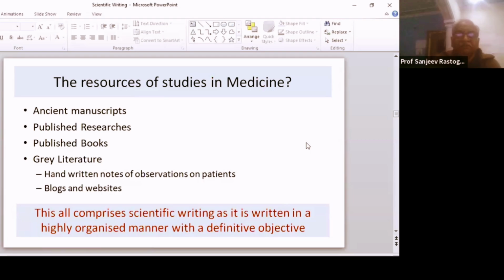Let us think of that. We are studying medicine. Maybe I am studying Ayurveda, and you are studying Sowa Rigpa. So what are the resources through which you study these kinds of medicine? We have ancient manuscripts, as in Ayurveda, and in Sowa Rigpa also you have a lot of ancient manuscripts. We have published research, published books, grey literature like handwritten notes of observations on patients, blogs and websites. All of these comprise scientific writing, as it is written in a highly organized manner with a definitive objective.